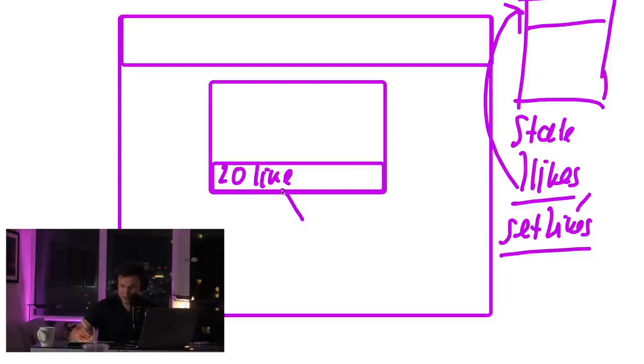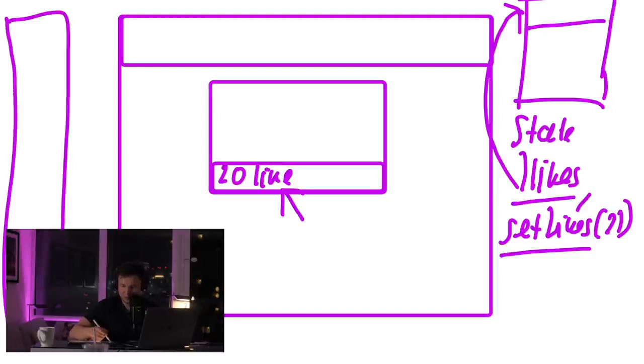When you click on this, just how we talked about recently, we do set likes to 21, to increment the count. Okay. What's going to happen is React.js has something called the virtual DOM. I know this is a horrible drawing of the virtual DOM, but it's a virtual DOM.